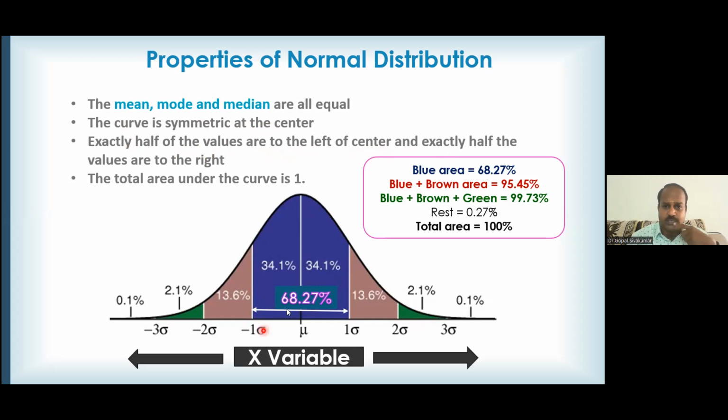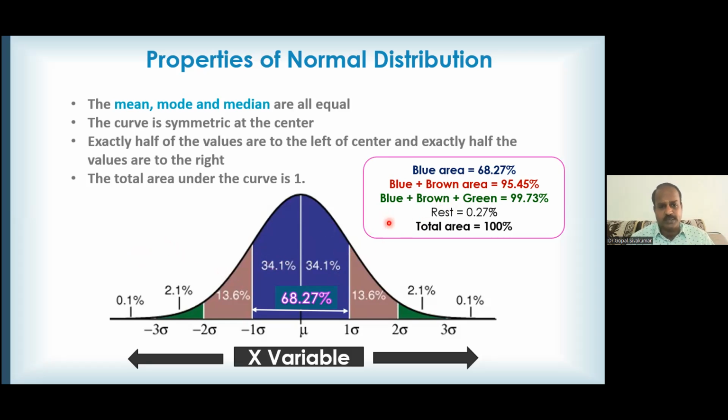And always the total area under the curve is 1. In terms of percentage, it is 100%. In terms of probability, we say it is 1. Suppose in terms of PPM, you can consider the total area under the curve as 1 million. 1 million is 10 lakhs. Half of it, 0.5 million, will be on the right side and 0.5 million will be on the left side, right?